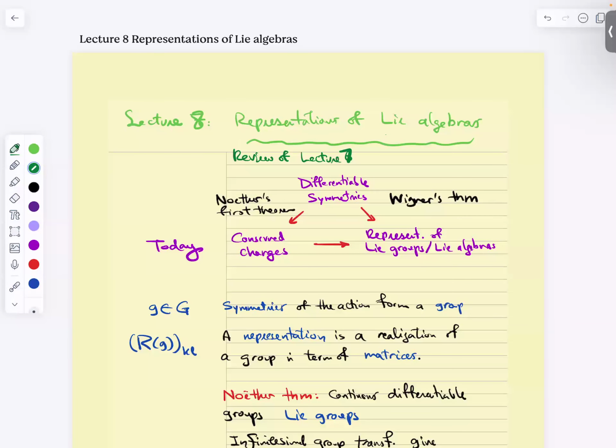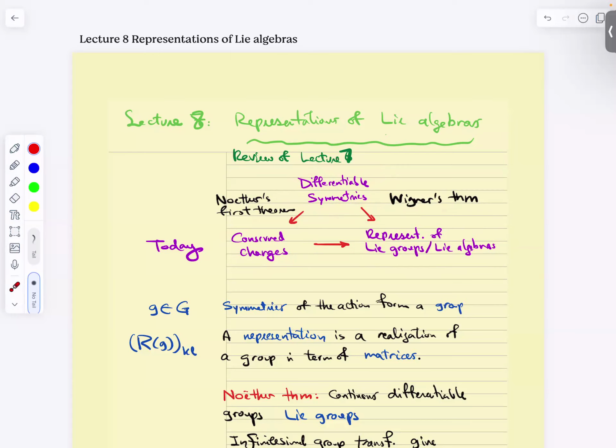All right, so we start part 2 of the course by talking about symmetries. And I drew this triangle, which is schematically something for you guys to have in mind. It's a connection between differentiable symmetries, conserved charges, and representations of Lie groups and Lie algebras. The connection between differentiable symmetries and conserved charges, we saw in the context of Noether's first theorem.